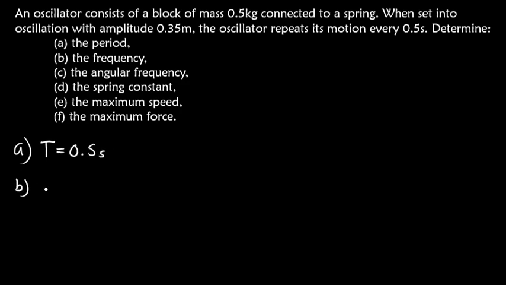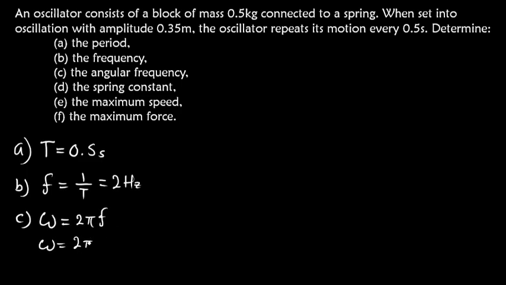Then this is easy for us to find the frequency, because frequency is 1 over period. So 1 over half gives us 2 Hertz. Part C is asking for the angular frequency. Angular frequency omega, we can just use the formula 2 pi frequency. So omega is equal to 2 pi, frequency is 2. So omega is simply 4 pi radians per second.